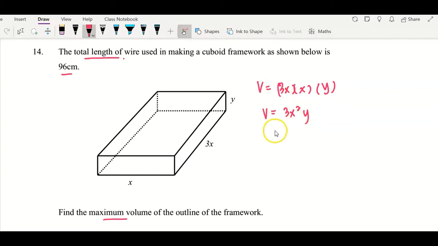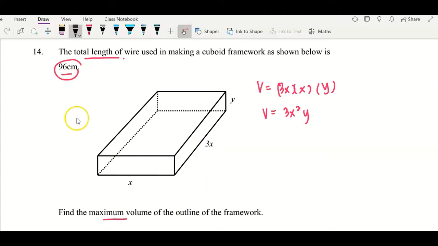Okay, so to get the maximum volume, I need to find either dV/dx or dV/dy. So looking at this expression, we know we need to get rid of one of the variables to make it a single variable. So how do we make it single variable? We are going to use this information, 96 cm, because the total wire that we use to make this framework is 96 cm. So we need to form one equation which relates x and y and equate it with the 96.